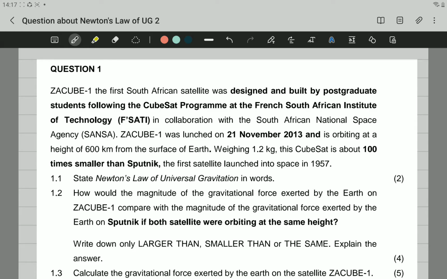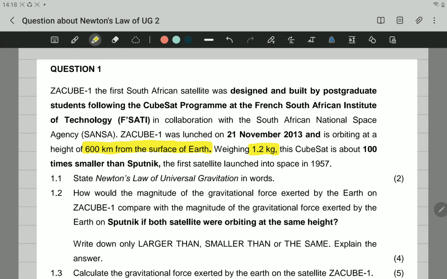The question says, Zakube 1, the first South African satellite, was designed and built by postgraduate students following the CubeSat program and the French South Africa Institute of Technology, in collaboration with the South African National Space Agency. Zakube 1 was launched on the 21st of November 2013 and is orbiting at a height of 600 kilometers from the surface of the Earth. That is important. It's very important data. So let's just highlight it here. Weighing 1.2 kilograms, that is Zakube.